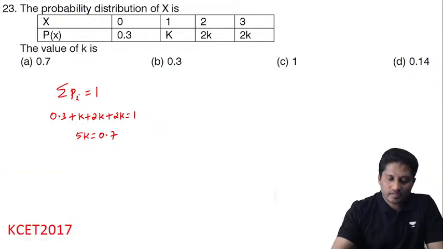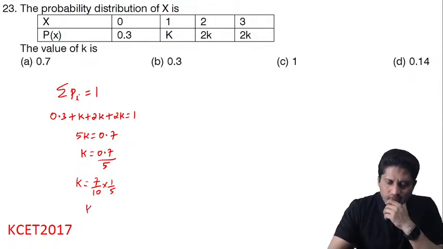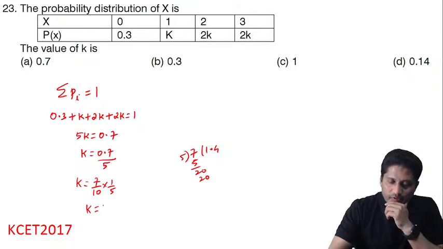From this, K is equal to 0.7 by 5. 0.7 can be written as 7 by 10, so K is equal to 7 by 10 divided by 5, which is 7 by 5 whole divided by 10, equal to 0.14. Right, answer is option D.